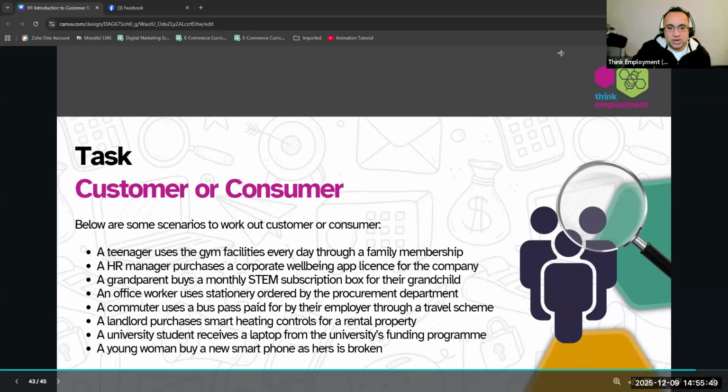HR manager purchases a corporate well-being. Let's see what you guys have put. Customer, yeah, they purchased, even though it's for a company, they're the one that's purchased. Grandparent buys a monthly STEM subscription. Customer, yep. An office worker uses stationery ordered by procurement department. Consumer. So you get the picture, right?